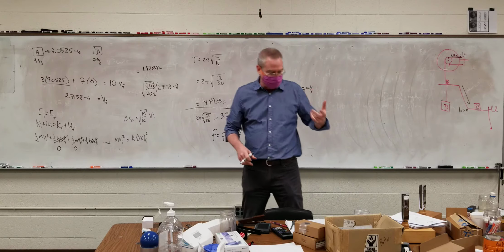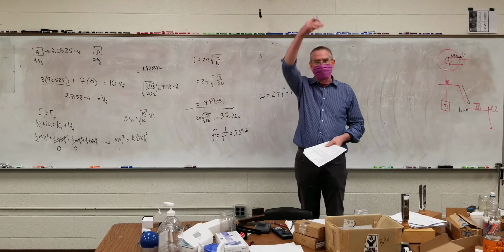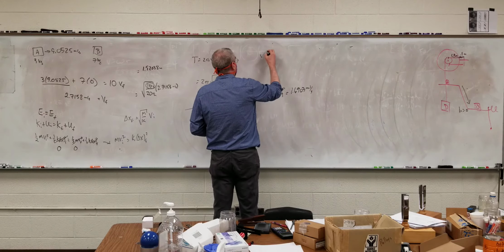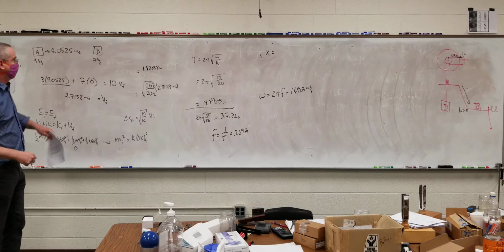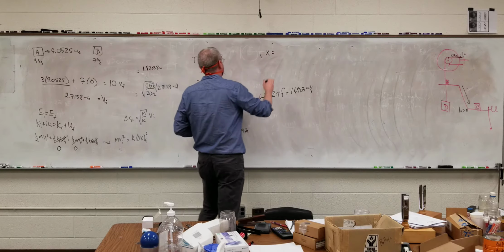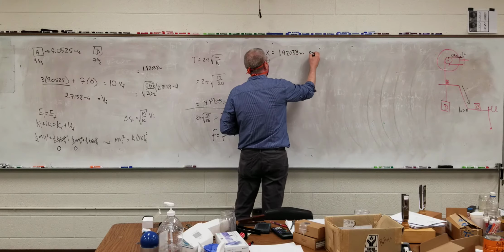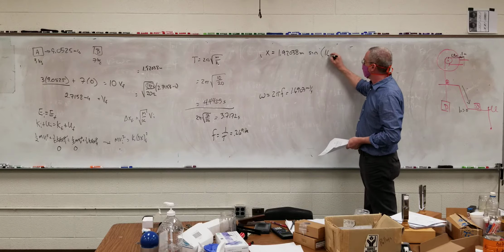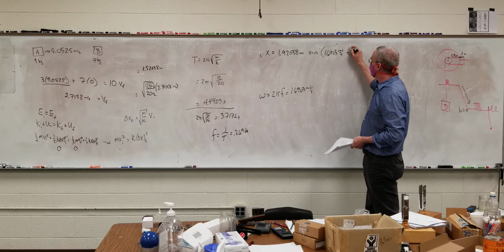So I'm going to choose sine, because sine starts at 0, cosine starts at the maximum. And so x should be the amplitude, which we have right here. 1.92038 meters, times the sine of the angular frequency, which we have right here, 1.6903 radians per second, times time.